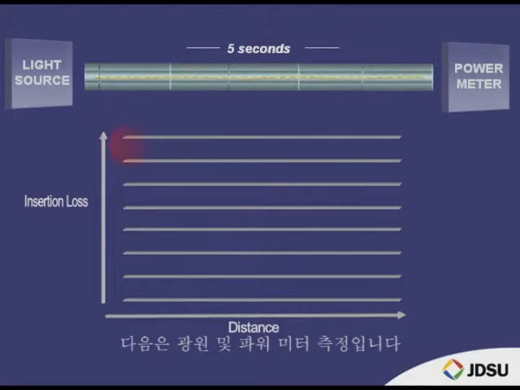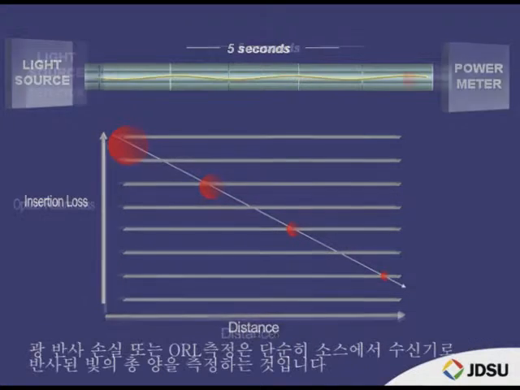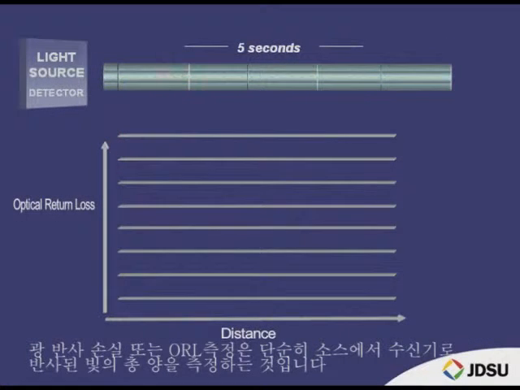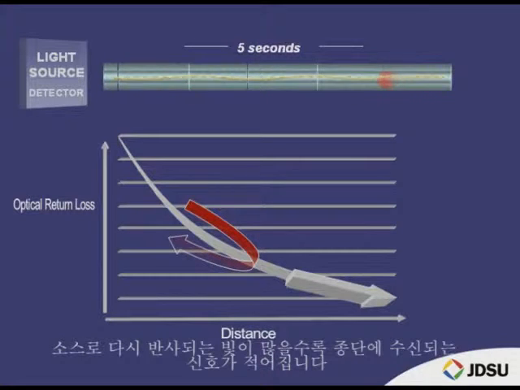Next comes the light source and power meter test. The light source will output a coherent wave of light over a few seconds. The power meter will record the power level at the far end of the fiber under test. The optical return loss test, or ORL, will simply measure the total amount of reflected light from source to receiver. The more light that is reflected back to the source, the less signal received at the far end.